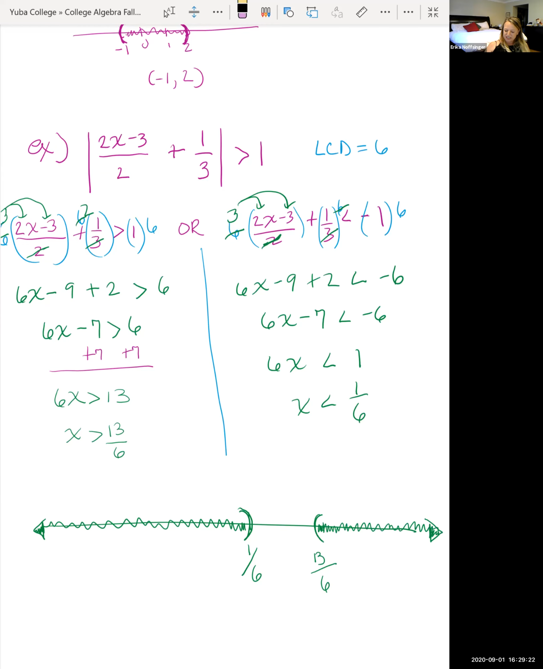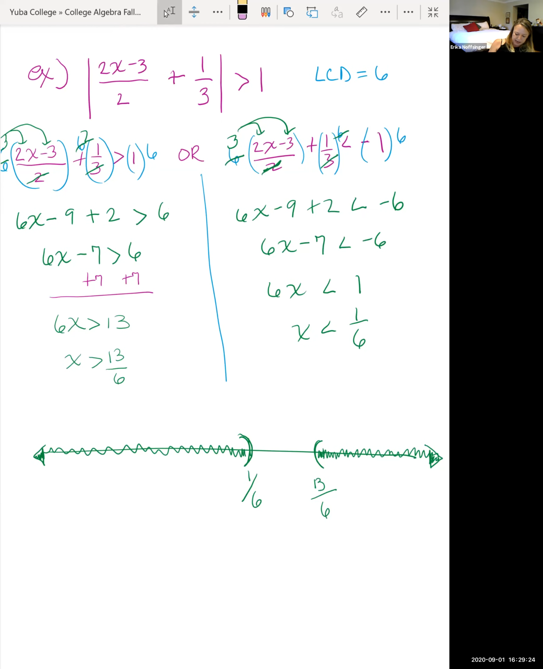So interval notation, we're coming from negative infinity. We're getting really, really close to 1/6 on the left, but not getting there. So parentheses. Union, which kind of means this set plus this set. Parentheses, starting at 13/6 or very close to on the right, but not getting there, to infinity.